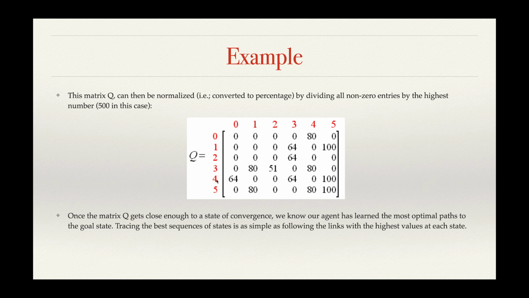Now, if the agent is, for example, at 4, it will look here, and it would see, for example, if I go directly from 4 to 5, I can directly get 100.